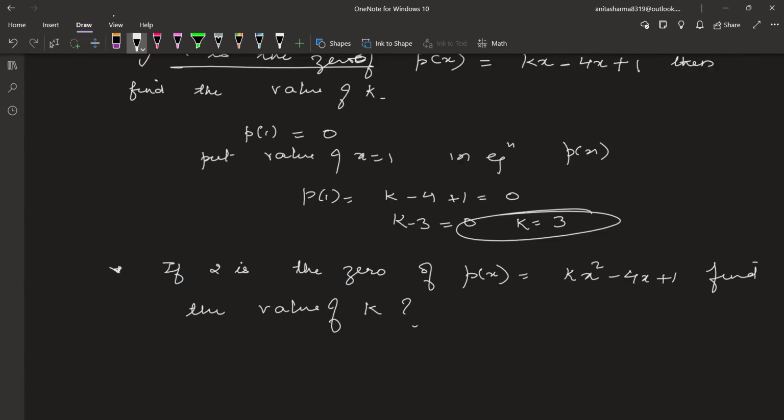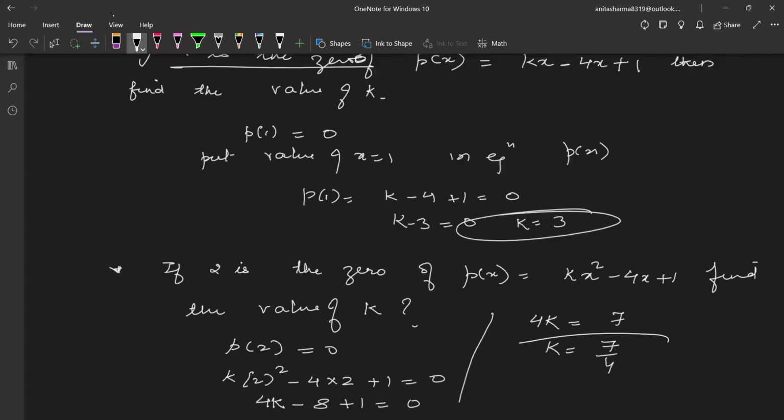Yes, children, see here. So P of 2 will be equal to 0, right? So it will be K into 2 square minus 4 into 2 plus 1 will be equal to 0, right? So 4K minus 8 plus 1 is equal to 0. Then 4K will be equal to 7, and value of K will be 7 by 4. Right?